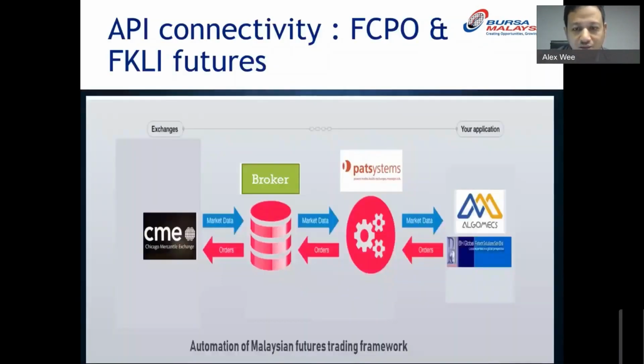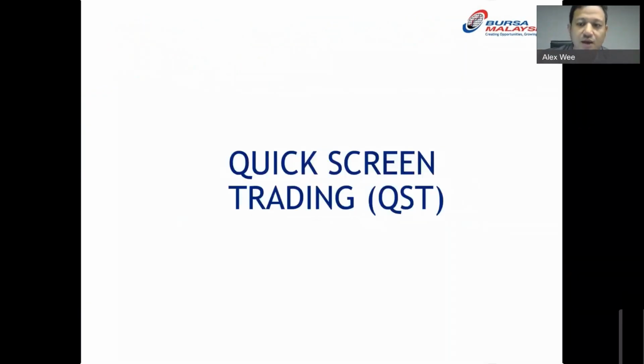So I'm going to share an example of how to fully automate in one of the brokers. Two brokers are using QST, which are Afin and RHB. You can fully automate FCPO FKLI trading in there through QST. And if you are using other brokers, that's fine. You just have to find out what their API vendor is. The process is similar. Okay, it doesn't mean that you can only do it in these two brokers. I'm just going to share with you.